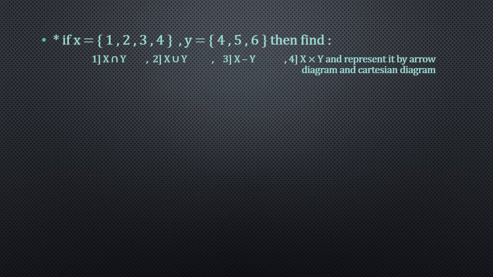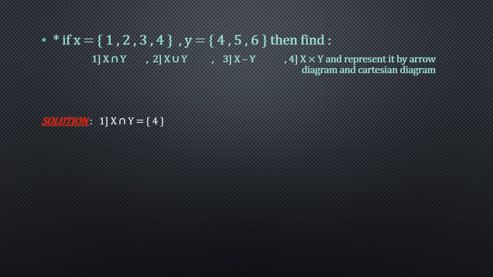In order to understand our lesson, we must remember some operations on sets through this exercise, which also contains our lesson today. It says, if x equals the set {1, 2, 3, 4} and the set y equals {4, 5, 6}, then find x intersect y, x union y, x difference y, and x product y, and represent it by an arrow diagram and a Cartesian diagram.